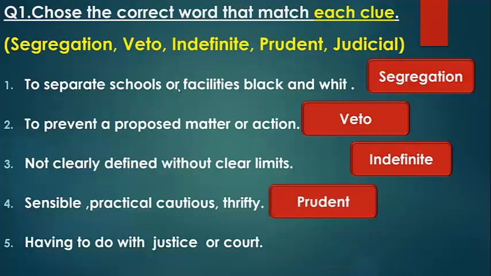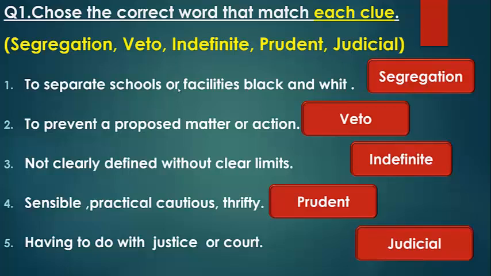Number 4, sensible, practical, cautious, thrifty, for sure is prudent. Number 5, having to do with justice or court, related to law, judicial.